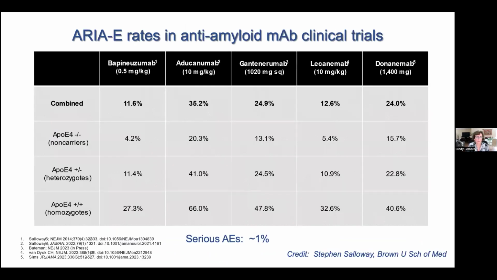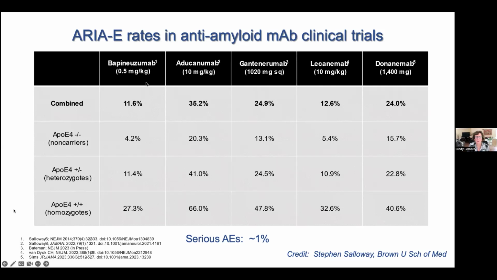So this is just a table that Steve Salloway from Brown loaned to me, and this is showing ARIA E rates with the antibodies that have gone to clinical trial, and combined means E4 carriers, heterozygotes, and homozygotes all combined. And as you can see, there are different rates. Bapineuzumab was the earliest antibody to go into clinical trials. However, it induced ARIA, and at the time, they kept lowering the dose. So it's a very low dose. It did not end up showing clinical benefit, probably because not enough antibody was getting into the brain. And that is no longer in the clinic.